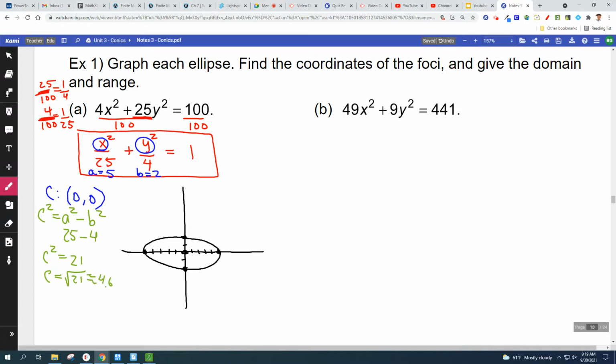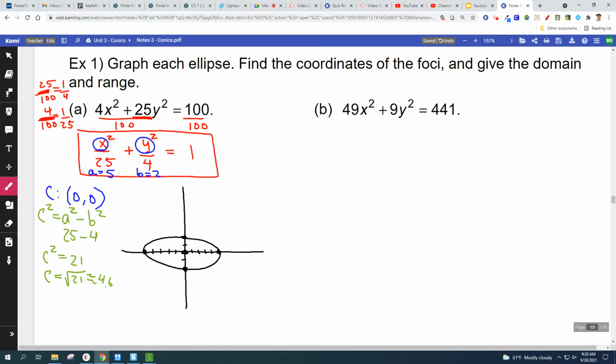So what that's saying is the distance from center is about 4.6. That's how you're going to locate it. That's how you're going to graph it. We don't know how to conceptualize square root of 21. I don't know what that means. You might be able to place it somewhere between 4 and 5, but it's about 4.6.